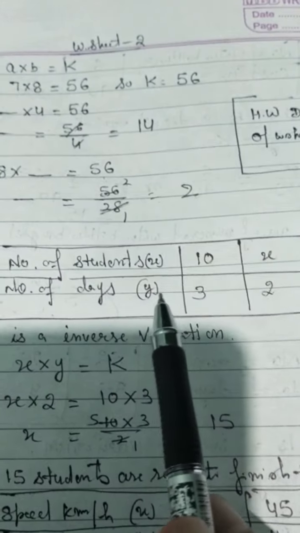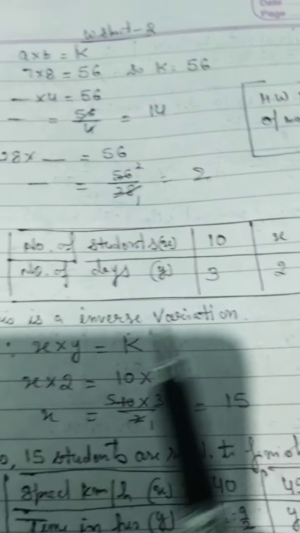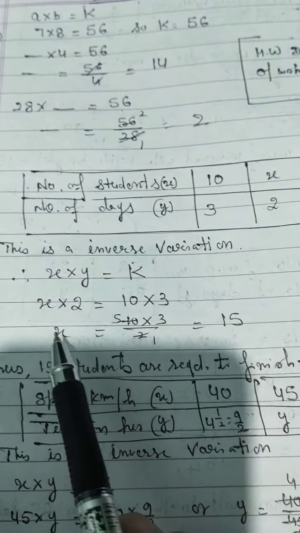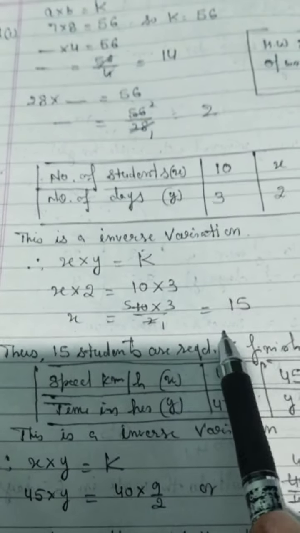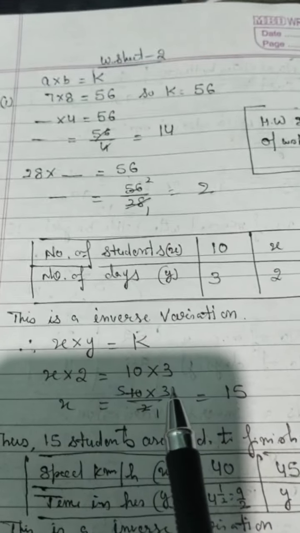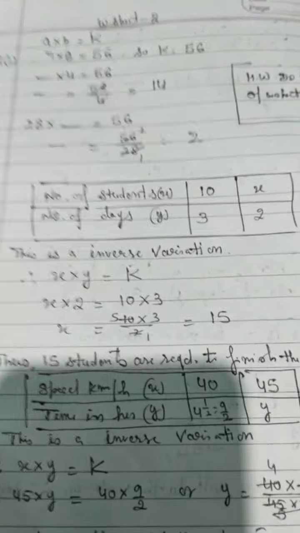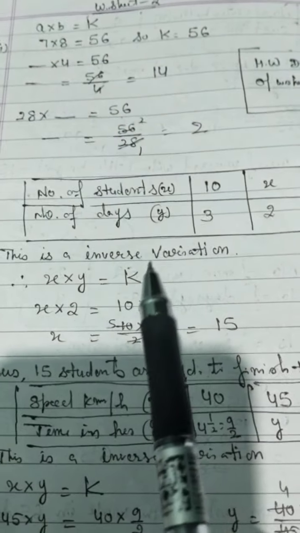So here this is the inverse variation. Number of students x, number of days y: 10, 3, x, 2. This is the inverse variation. x into y is equal to k, x into 2 is equal to 10 into 3, x is equal to 10 into 3 upon 2. So to finish the project report in 2 days, 15 students are required. So this is your inverse.